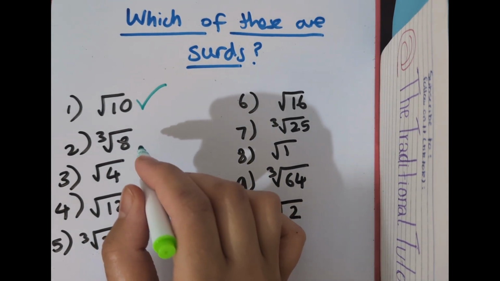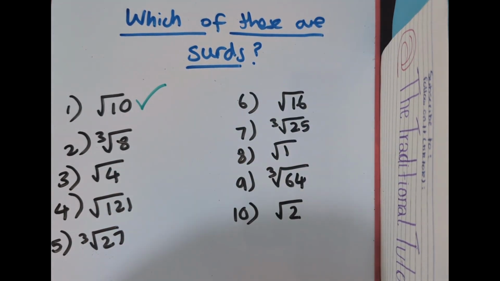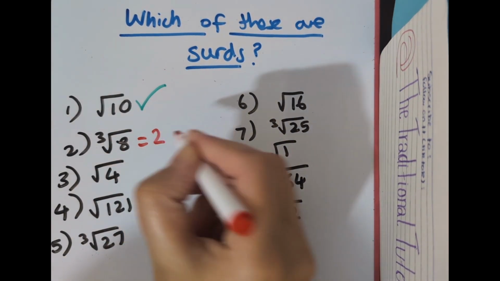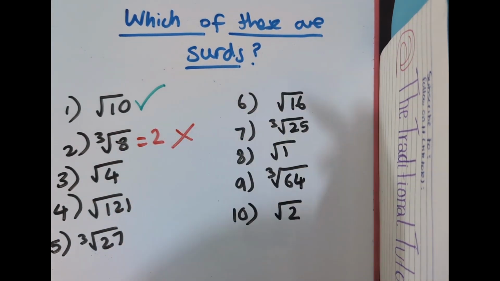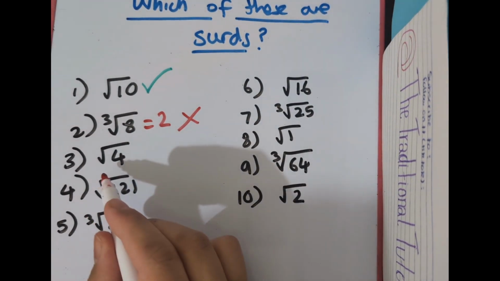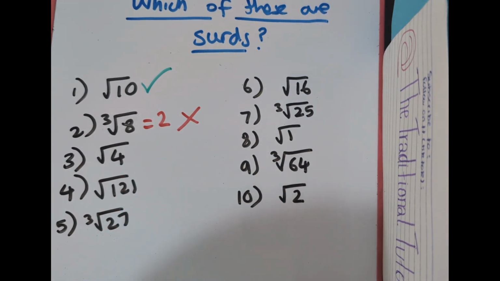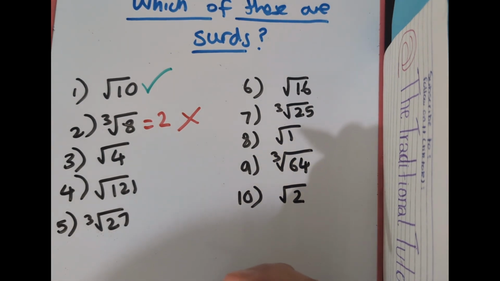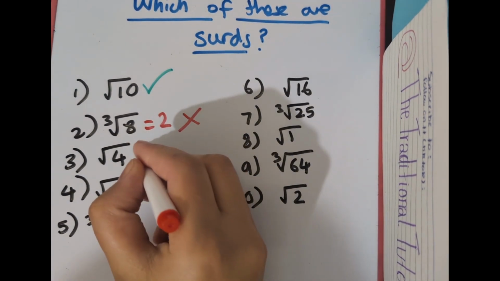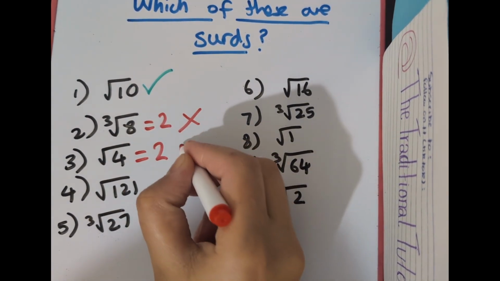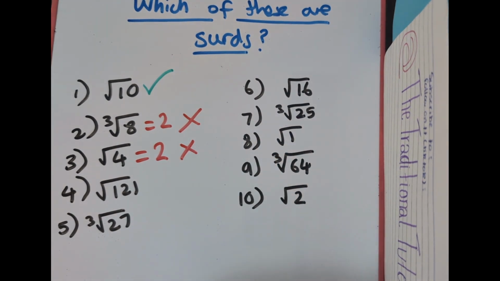The next one, we've got the cube root of 8. Well, the cube root of 8 does exist, and that is 2, because 2 times 2 times 2 gives us 8. So hence this is not a surd. Next one, we've got the square root of 4. Well, that does have an answer, which is 2. So hence again that is not going to be a surd.